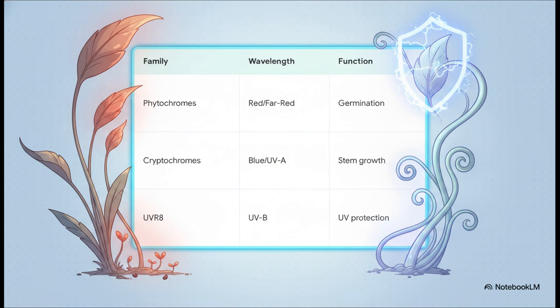Plants obviously don't have eyes, but they do have these incredible photoreceptor proteins that act like tiny antennas, detecting specific colors of light to make critical survival decisions. You've got phytochromes acting as red and far red sensors, completely controlling seed germination and shade avoidance. Then there are cryptochromes that detect blue and UVA light to regulate the plant's circadian rhythms and stem growth. And UVR8, it detects UVB to trigger chemical protection responses. They basically act as biological switches, turning genetic programs on and off.